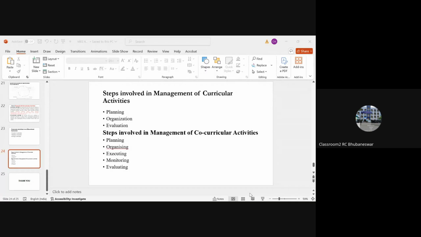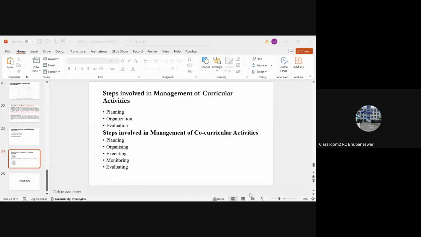After organization we can know the strength and weakness, what is the learning style of the learners, everything. So how can we know it? Through evaluation, through assessment. So in management of curricular activities, basically we can follow 3 steps.